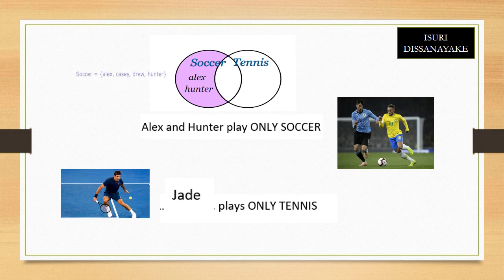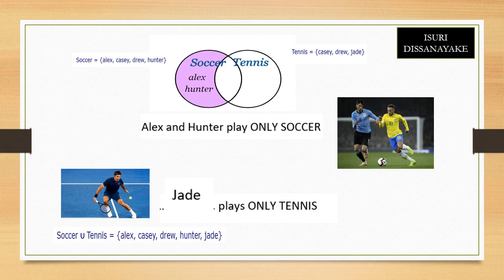Now, if I ask you who plays soccer, then your answer should be Alex, Casey, Drew and Hunter, because all these 4 play soccer. If I ask you who plays tennis, then your answer is Casey, Drew and Jade, because all these 3 play tennis. But if I ask you who plays only soccer, that is Alex and Hunter. And if I ask you who plays only tennis, that is Jade.